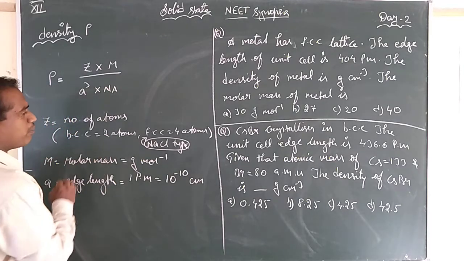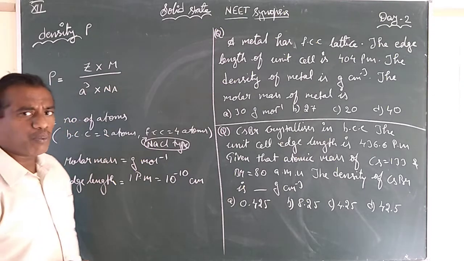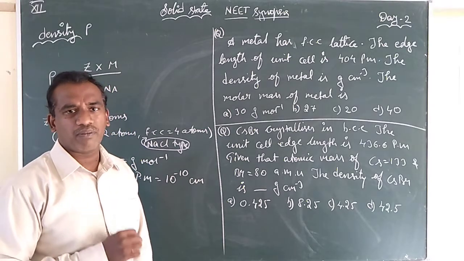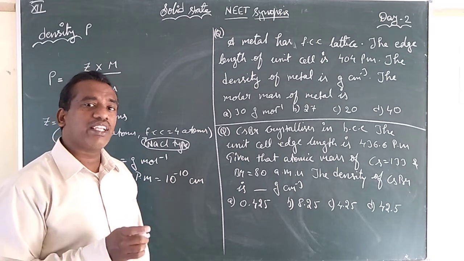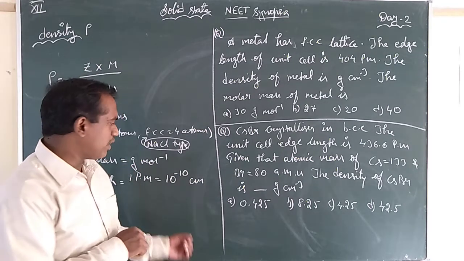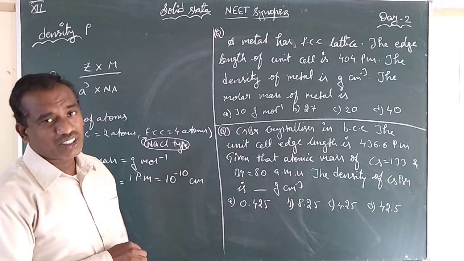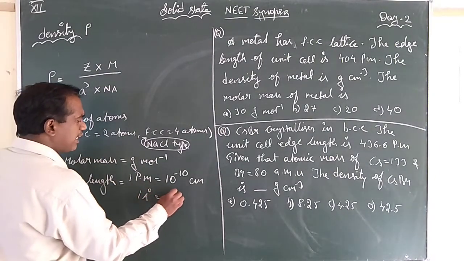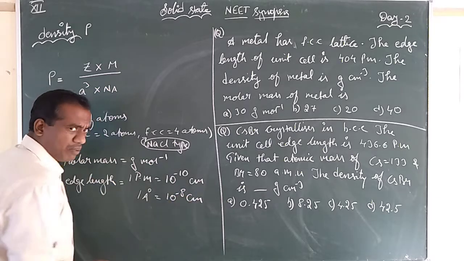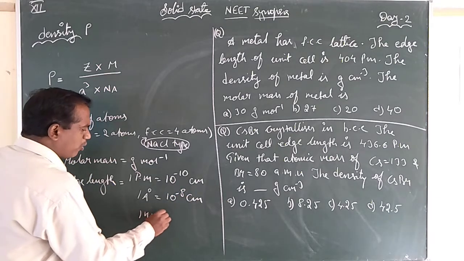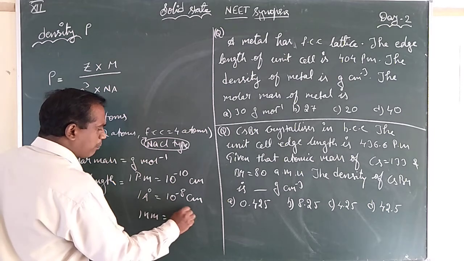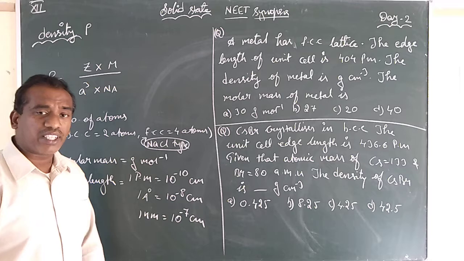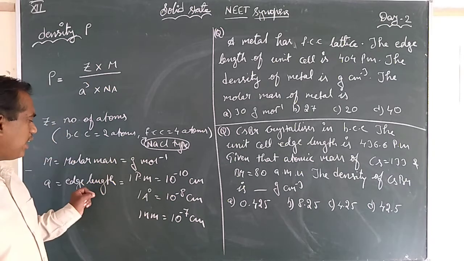Why convert into centimeter? Because in any problem, the density value will be given in gram per cubic centimeter, g cm^-3. So in order to get that, we convert picometer into centimeter. If they give it in angstrom, it is equal to 10 to the power of minus 8 centimeter. If they give it in nanometer, it is equal to 10 to the power of minus 7 centimeter. These are the units you must remember when working with the given edge length.